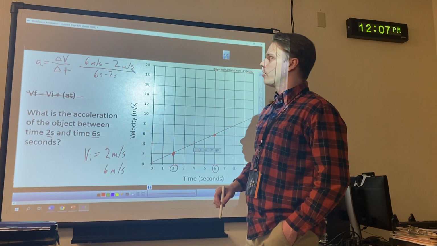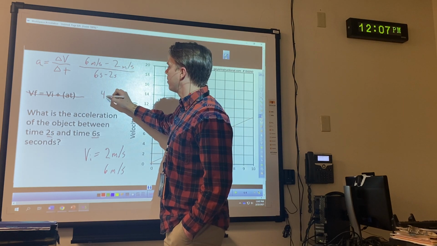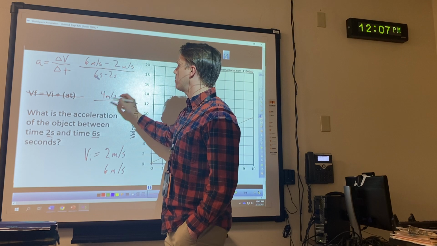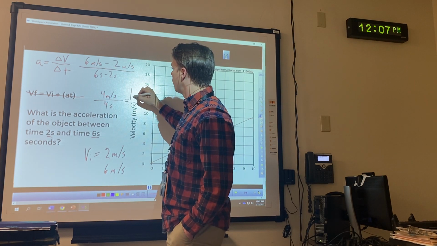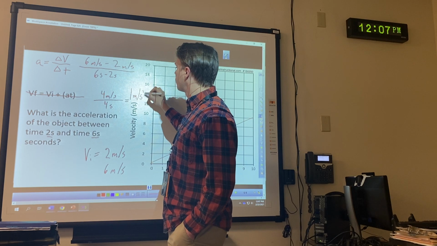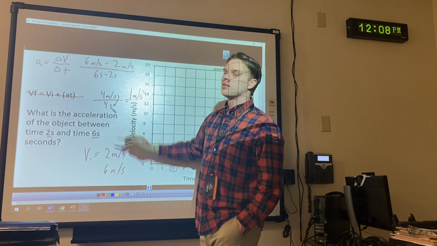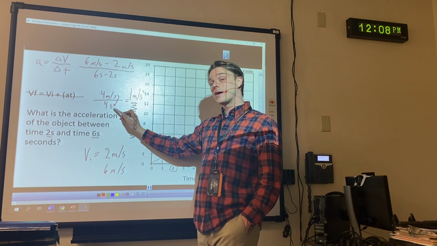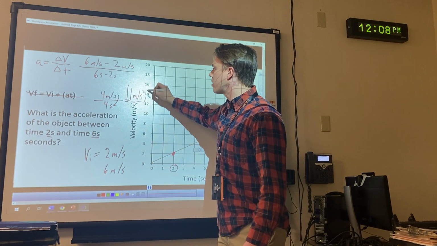So what's the acceleration of this object? 6 minus 2 is 4 meters per second, divided by 6 minus 2, which is 4 seconds. 4 divided by 4 is 1 meter per second squared. The squared only happens because we're dividing by a second. So meters divided by seconds, that's actually going to square our seconds. 1 meter per second squared.